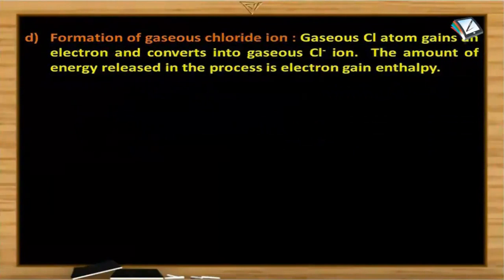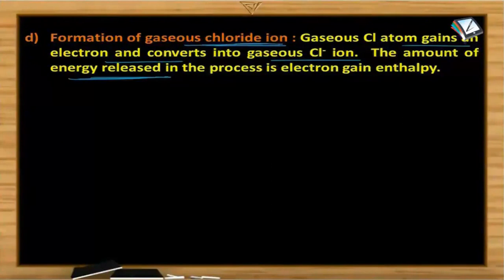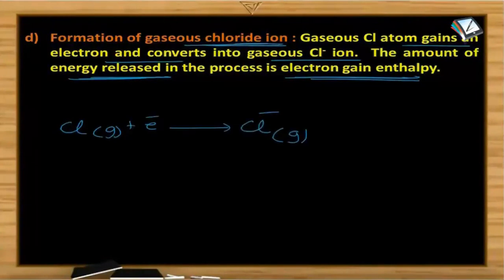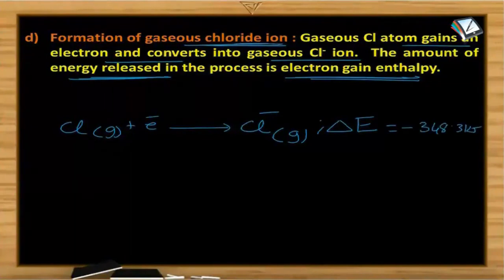Next, after the formation of the gaseous chlorine atom, we need to convert that into the chloride ion. The gaseous chlorine atom gains an electron and converts into a gaseous chloride ion. The conversion of a neutral atom into its negative ion is exothermic in nature, so energy is released in that process. And what is that energy called? That is called the electron gain enthalpy. Whenever chlorine in the gaseous form accepts an electron, it is converted into a Cl- ion. The energy released in this process, we represent with delta E, is the electron gain enthalpy or electron affinity. And that value is equal to minus 348.3 kilojoules per mole.